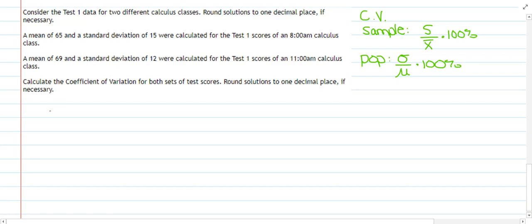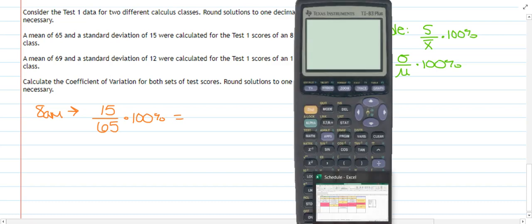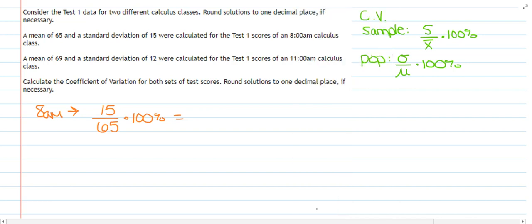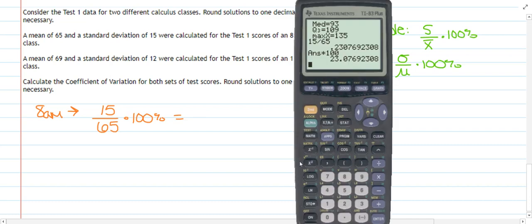So our first one, for the 8 a.m. class, we have a standard deviation of 15 over a mean of 65. And then we're going to multiply that by 100. So let's see here, 15 divided by 65 times 100. It's going to give us, rounding our solutions to one decimal place, 23.1.